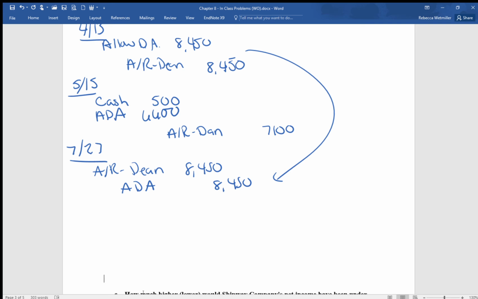Okay, and then we receive the cash. So we're going to record the receipt of the cash. And once we get the cash, they no longer owe us the receivable.